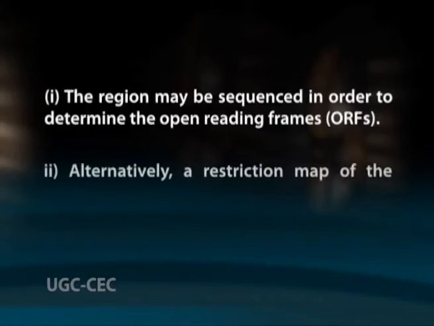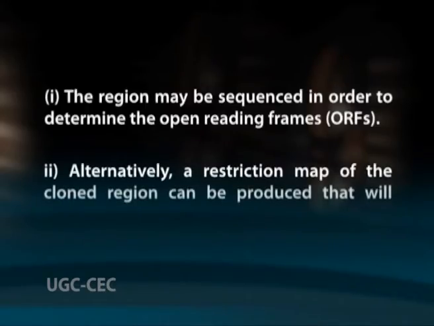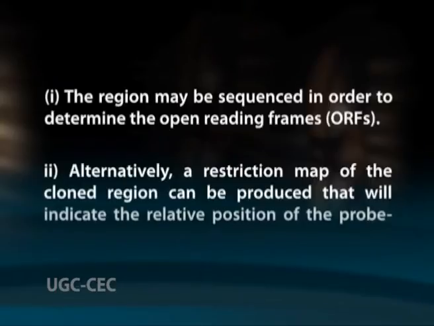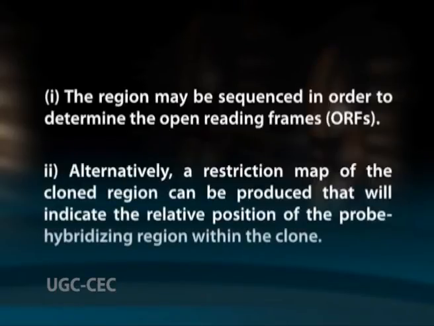The second one is, alternatively, that a restriction map of the cloned region can be produced that will indicate the relative position of the probe hybridizing region within the clone. The clone can now be mutagenized with transposons and such mutations analyzed physically to choose a pair flanking the probe hybridizing region. One of these must therefore be in the gene of interest.